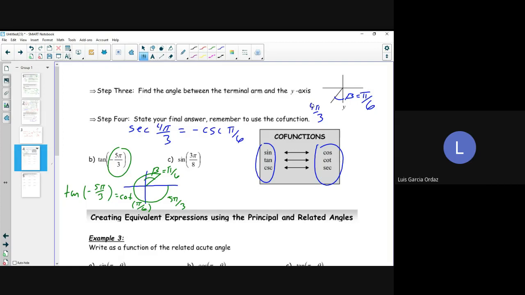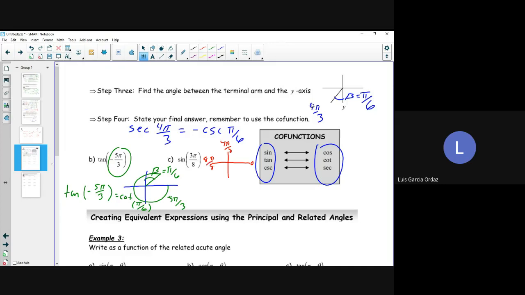Let's try the next one. Agree. So we have sine of 3 pi over 8. You guys are probably like, how the hell do I graph over 8? 45, 45, 45. So we have 0, okay? This is pi over 2. So this is going to be 4 pi over 8. And then we have 8 pi over 8 over here.